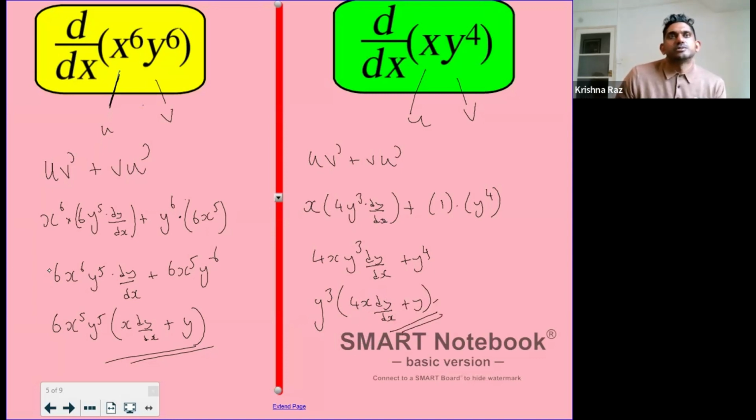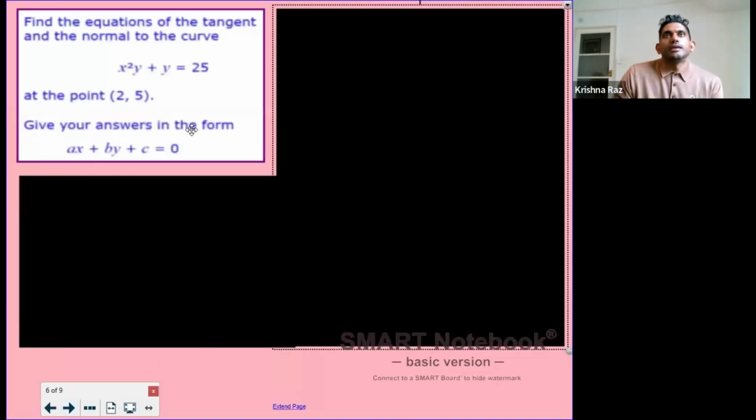Now I'm going to do one more example. And in this question, we're asked to find the equation of the tangent and the normal. Let me just blank out the normal part. There you go. So let's find the equation of the tangent to the curve. So first we need to differentiate.